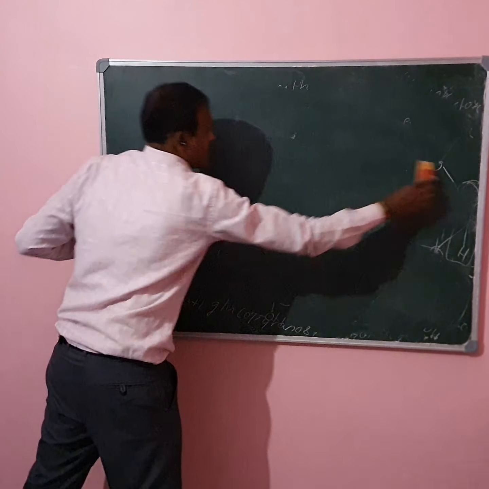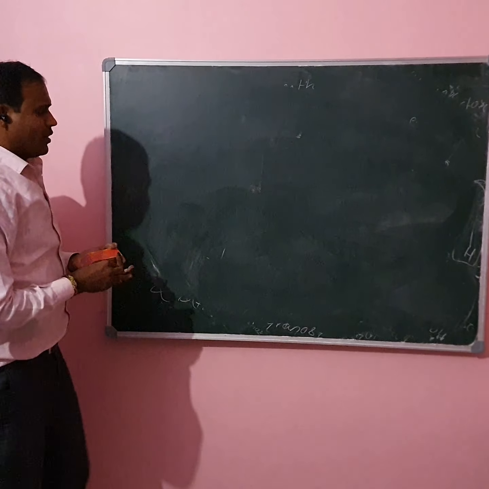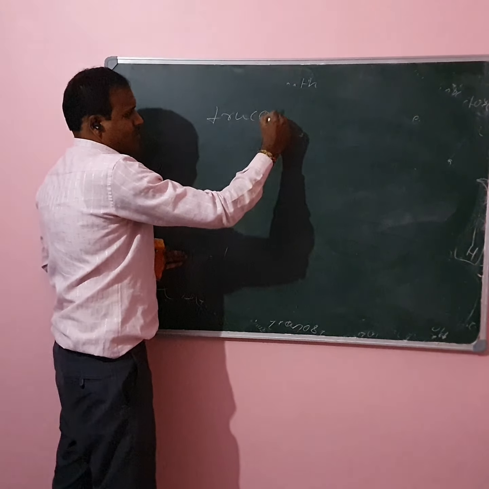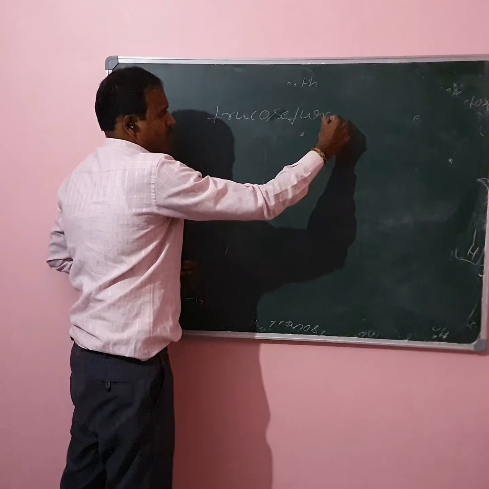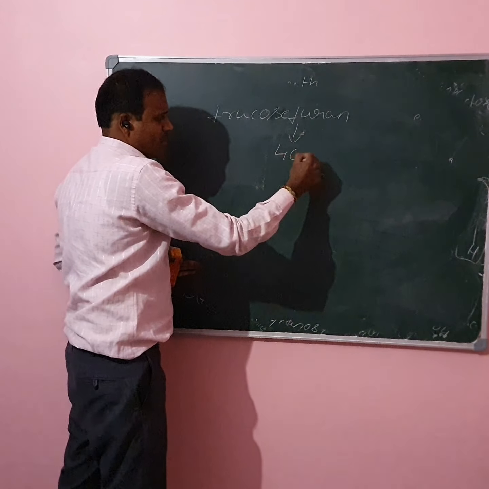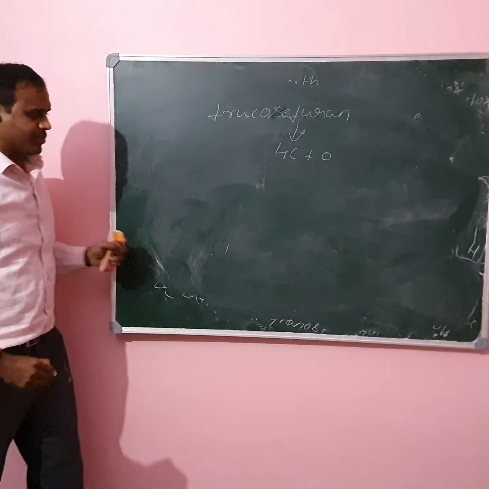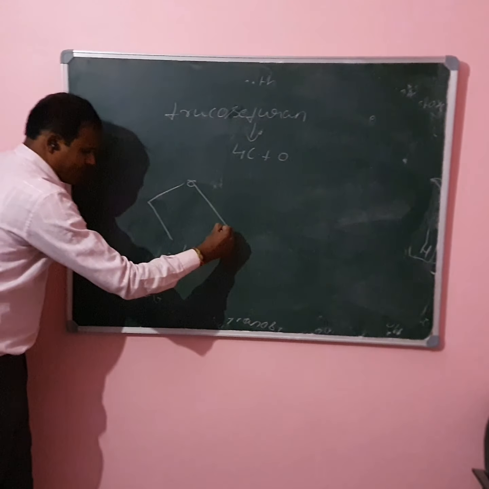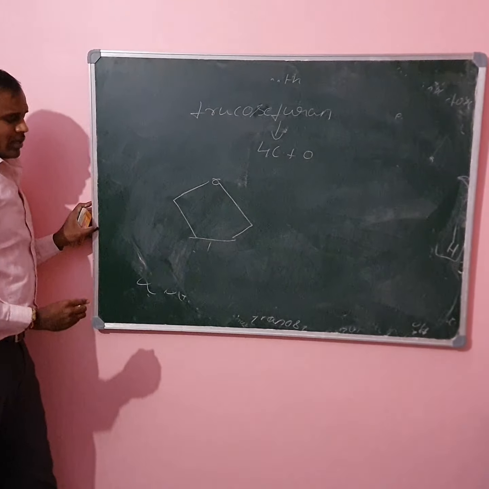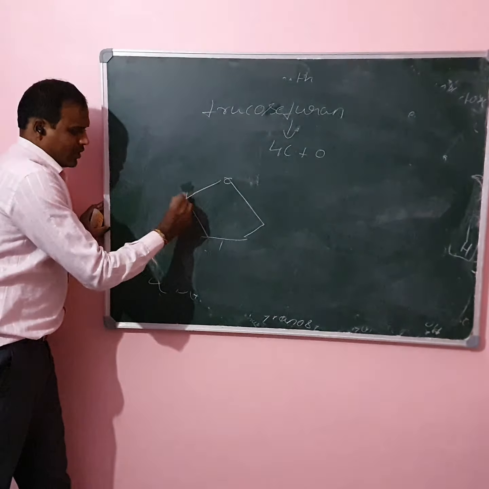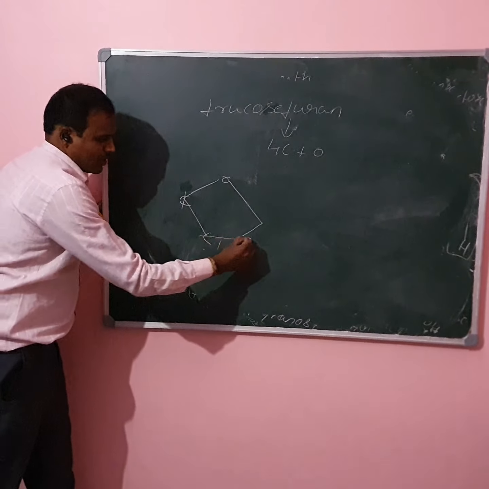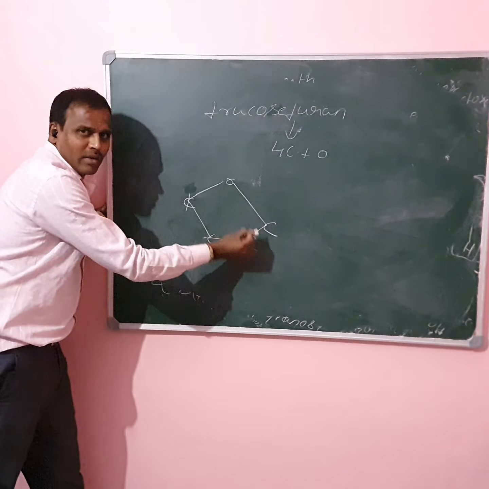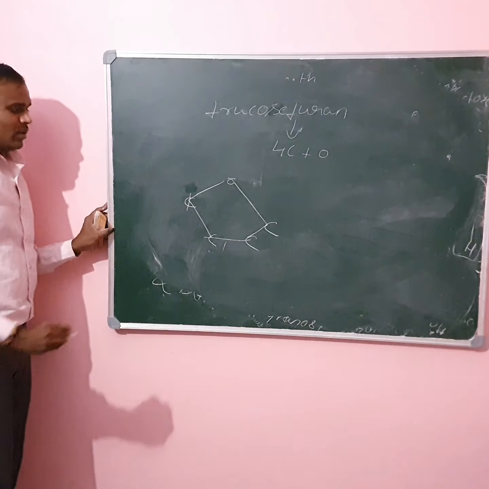Fructose, furan. Furan has 4 carbon atoms and 1 oxygen atom. Observe that this is the fructose structure: 1 carbon atom, 2, 3, 4 carbon atoms, and 1 oxygen atom.